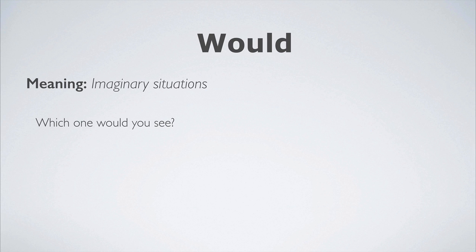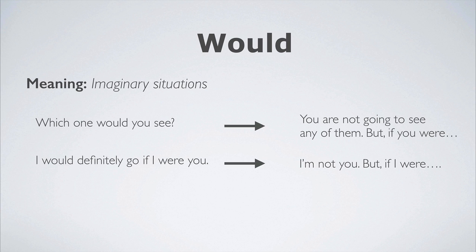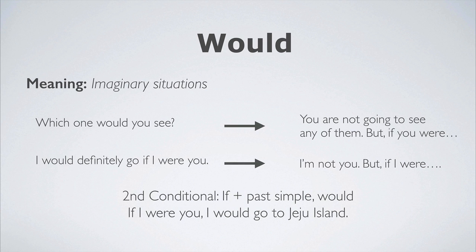On to would. Would is used to talk about imaginary situations. For example, Jack asked Sung-won, "Which one would you see?" Now, the meaning here is that Sung-won is not going to see any of them. But if she were, Sung-won also said, "I would definitely go if I were you." The meaning is, I'm not you, but I'm imagining I am. And if I were you, this is what I would do. Now, when giving advice using would, it's very common to use the second conditional, which has if plus the past simple and would plus the base form of the verb.